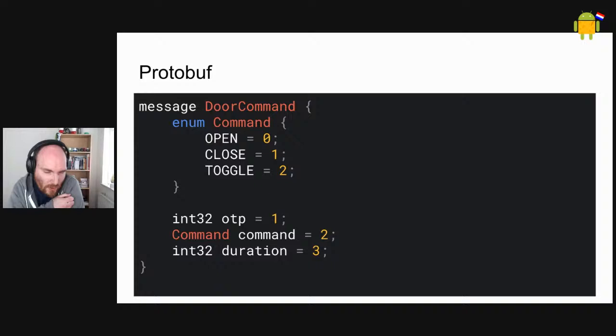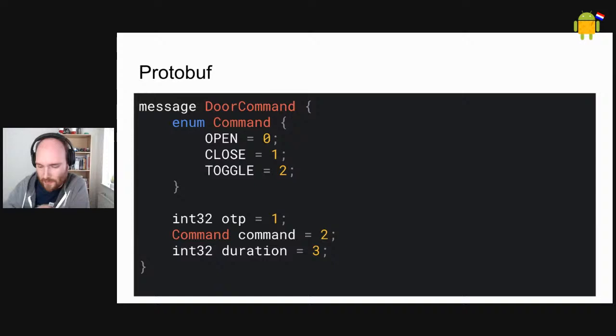And then in the same message, there's this one-time password code, the number that you would otherwise type in on Google for your two-factor authentication. And it has a duration, and that's used for when opening the door, then after some time, I can also automatically close it, which is kind of nice.